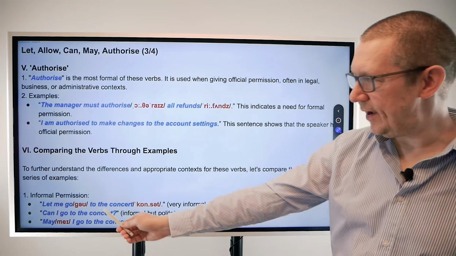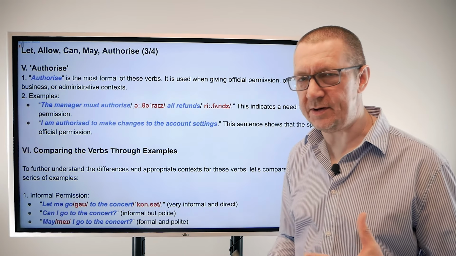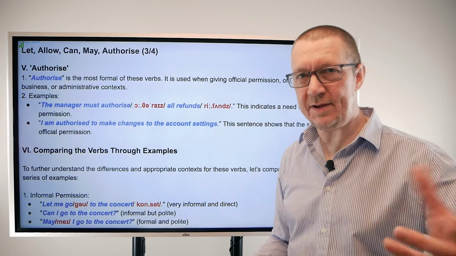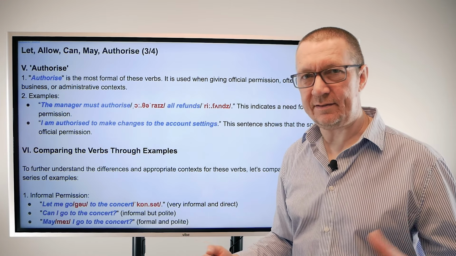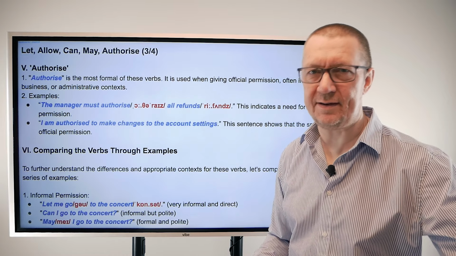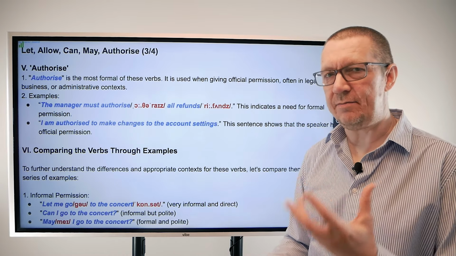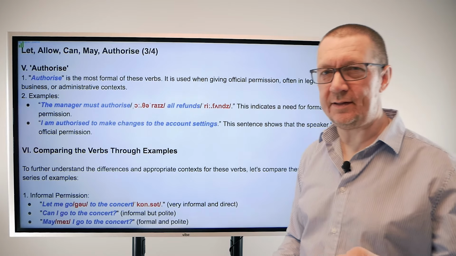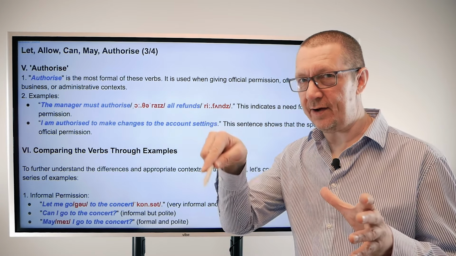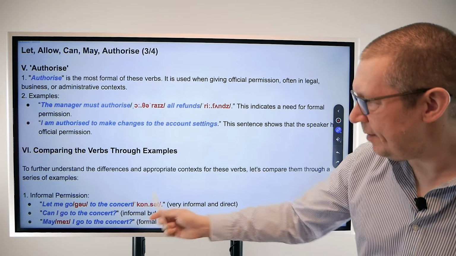So the first one we've got here in the informal permission section is "Let me go to the concert." So I guess maybe this is something a teen might ask their parents. "Please let me go. Let me go to the concert." "Allow me to go." Do you see what I did there? So, let me go, allow me to go. As soon as you use allow, you have to use the "to." So, let me go to the concert.